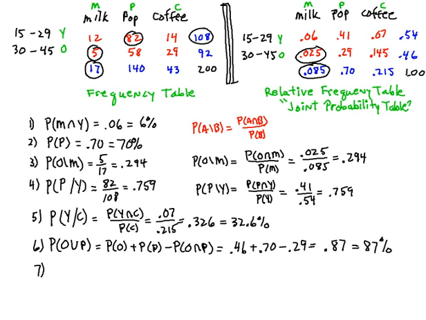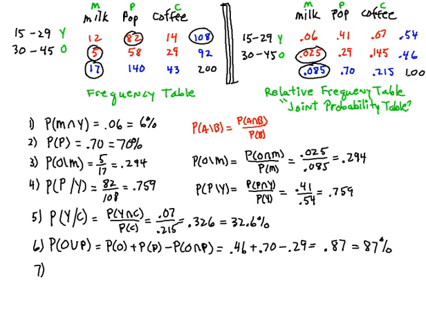Now, number 7, are the events of preferring pop and being in the younger age group independent events? Now, there are 3 formulas in the book to determine whether events are independent or not. One of them is the probability of A given B is equal to the probability of A. That would show that the two events are independent. In other words, the probability of A is not dependent upon whether B happens or not. So, if that's true, then they're independent.